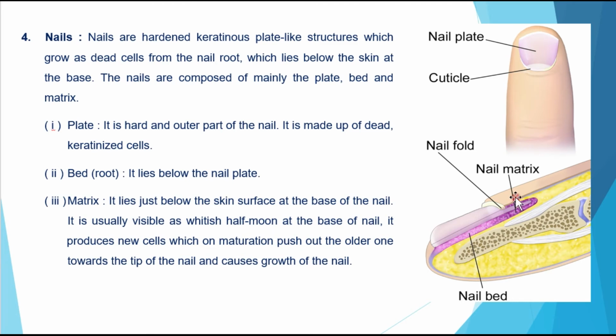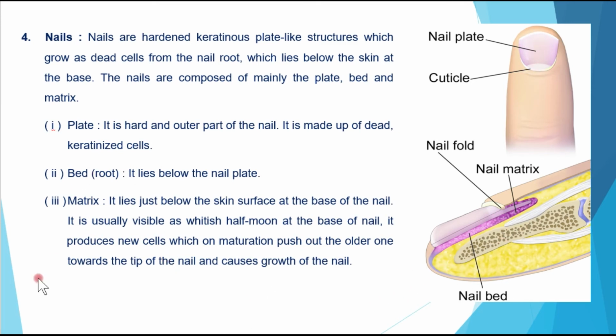This is the matrix, which is covered with the skin, which we call the cuticle, and it is usually half-moon shaped. It is shown at the base of the nail. It produces new cells which, on maturation, push out the older ones towards the tip, and the nail grows. Okay, it causes the growth of the nail.